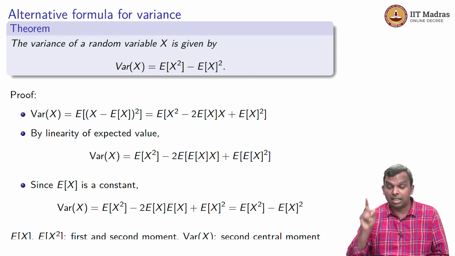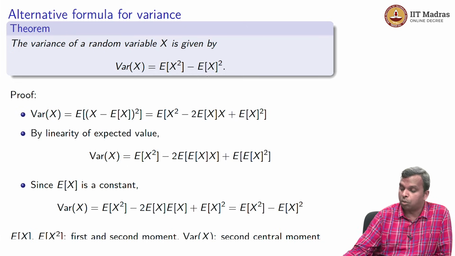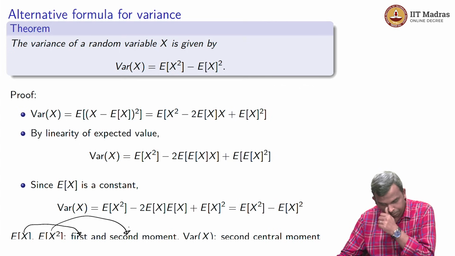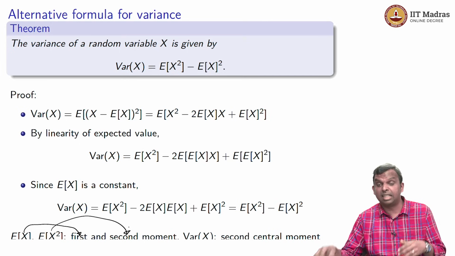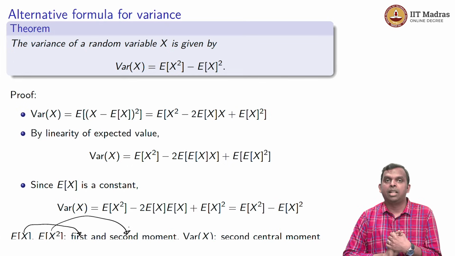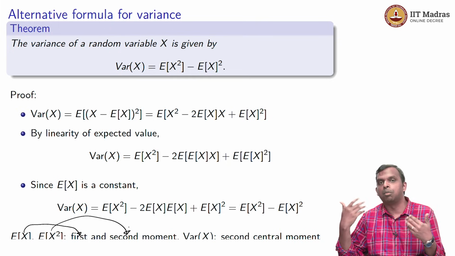So there's another term I want you to remember. The expected value of X is called the first moment. The expected value of X squared is called the second moment. The variance of X is called the second central moment. This word moment you will see quite often being used for these kinds of functions. You can imagine the expected value of X cubed is called the third moment, and all that.